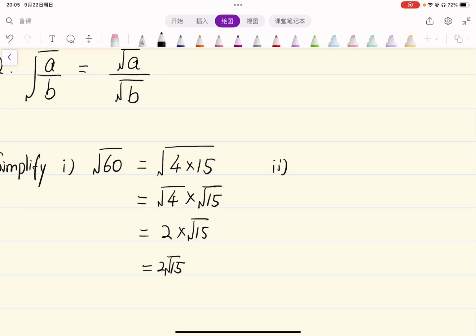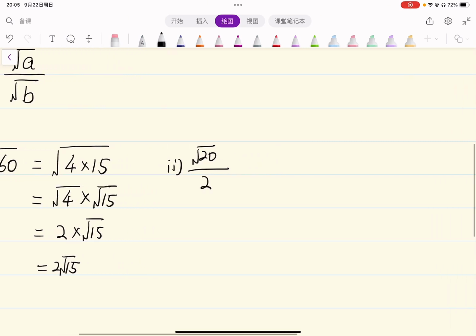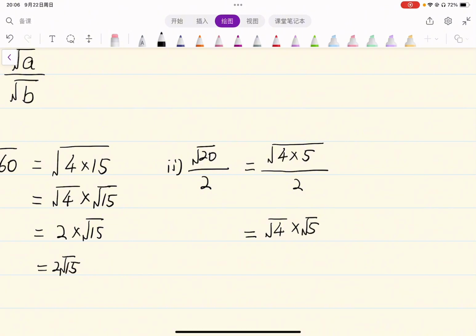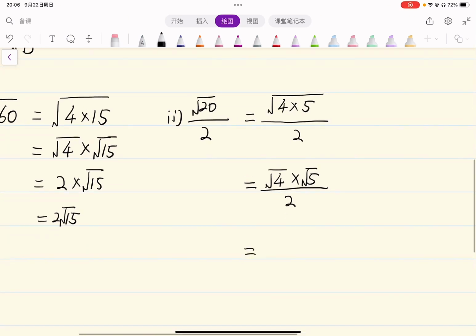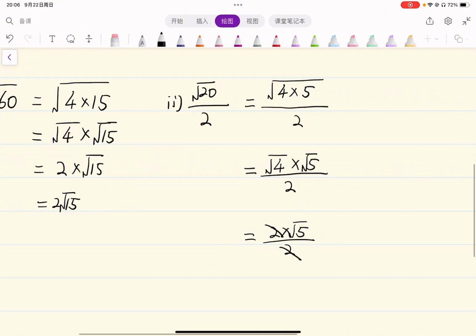Now, let us see the second one. How about square root of 20 over 2? We get the square root of 4 times 5 in the numerator, and in the denominator we keep the 2. Then we can write it as the square root of 4 times square root of 5 over 2. This gives 2 times square root of 5 over 2, and simplifying, we cancel the 2. What we are left with is the square root of 5. That is the answer.